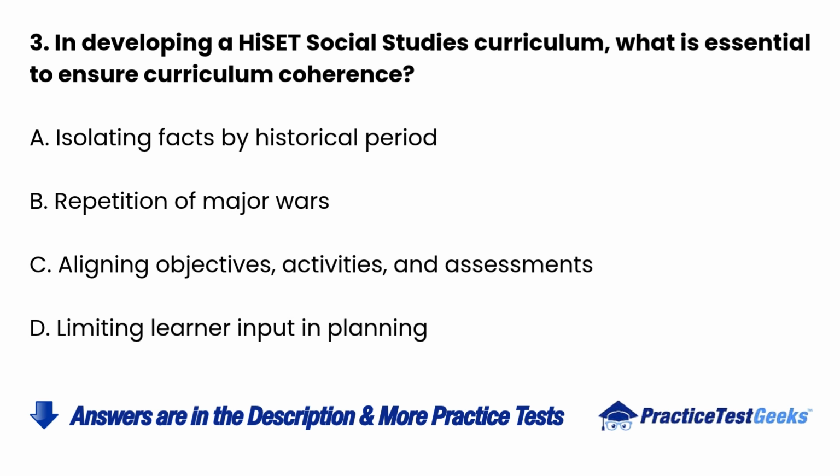3. In developing a HiSET social studies curriculum, what is essential to ensure curriculum coherence? A. Isolating facts by historical period. B. Repetition of major wars. C. Aligning objectives, activities, and assessments. D. Limiting learner input in planning.